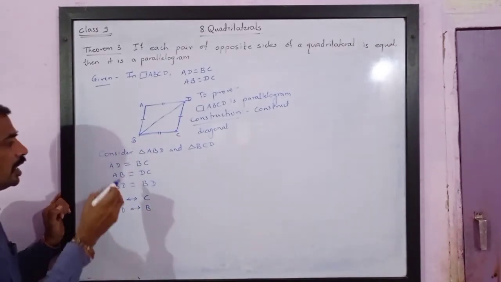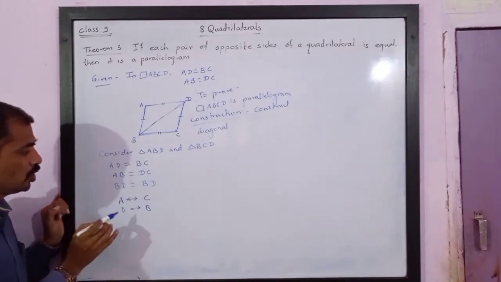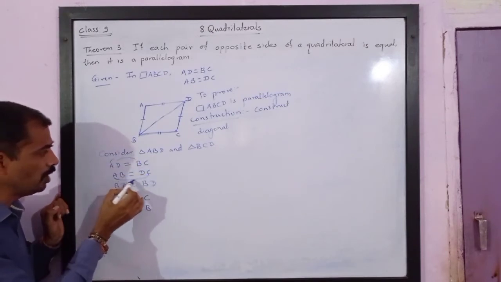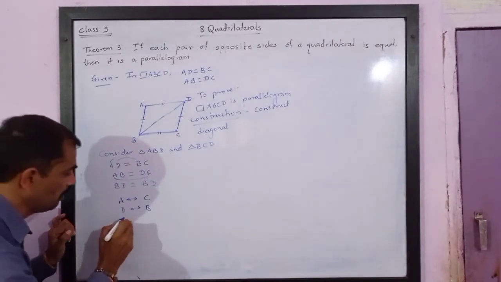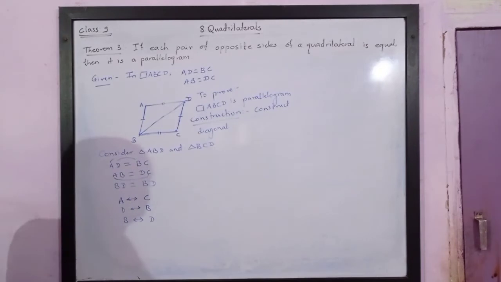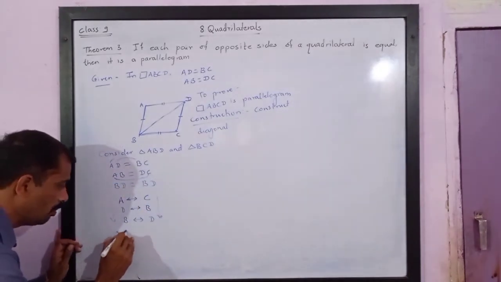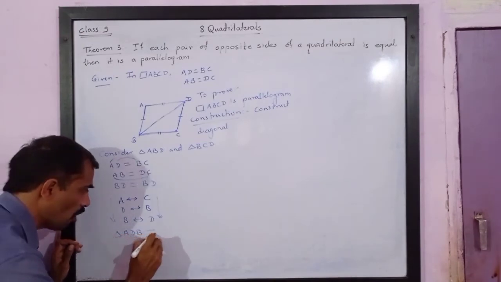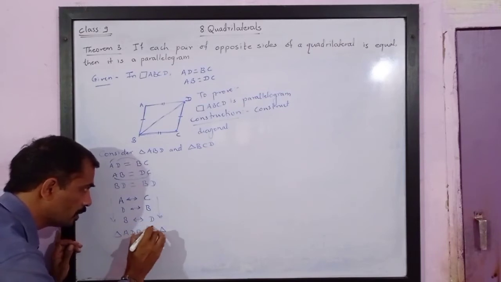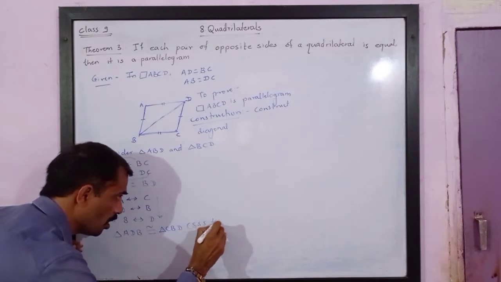And if D corresponds to B, please note, D corresponds to B, A corresponds to C, so B will correspond to D. So be careful while writing the congruency. We will write in this order. It means triangle ADB is congruent to triangle CBD. Reason is SSS test of congruency.